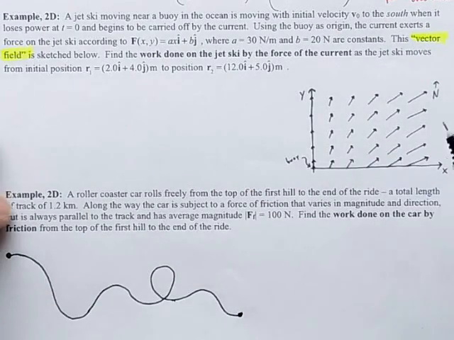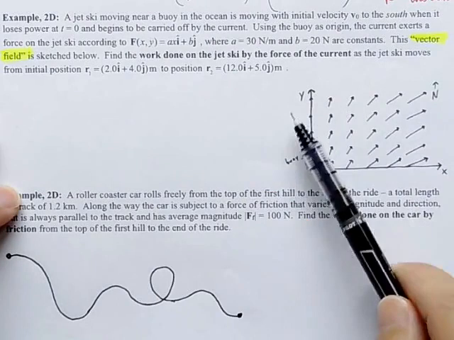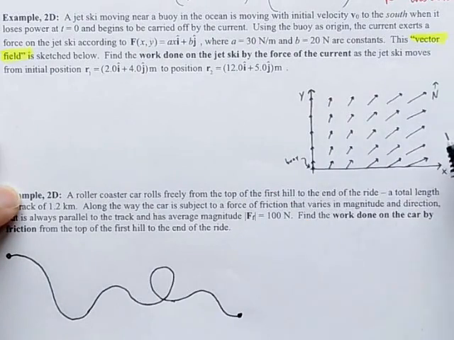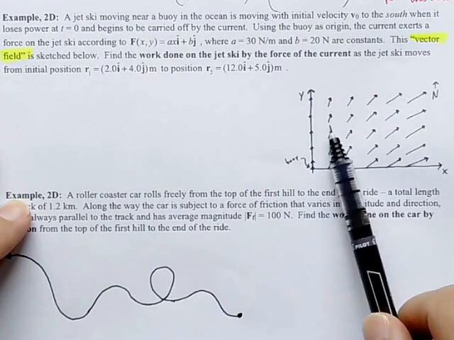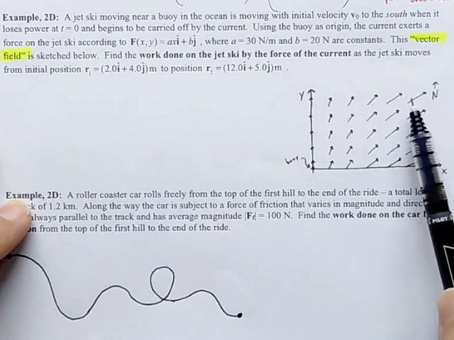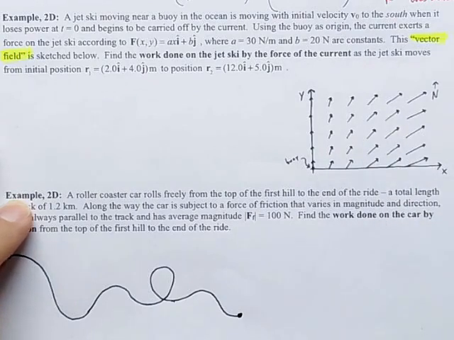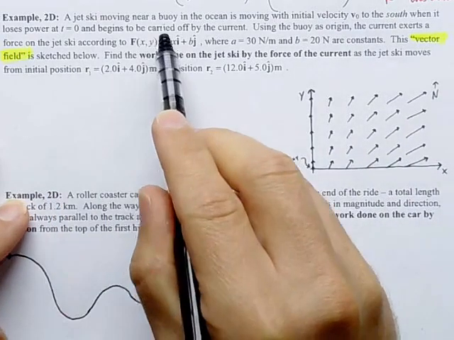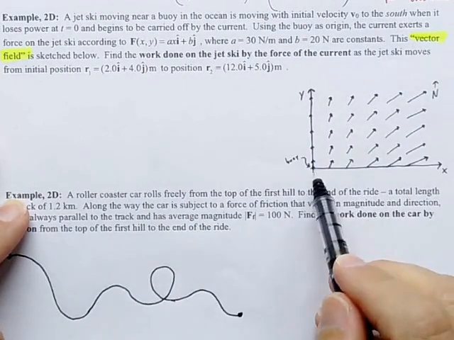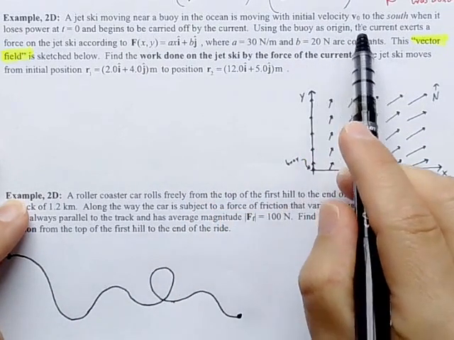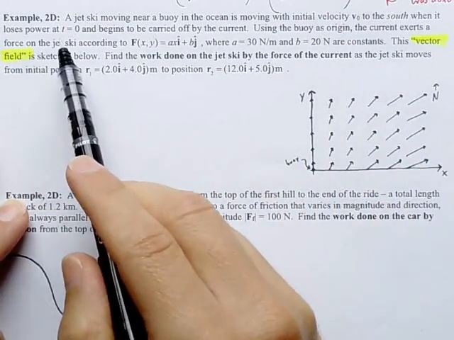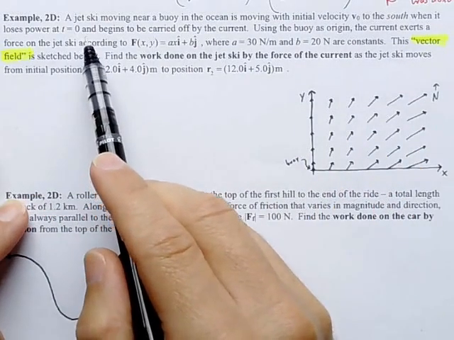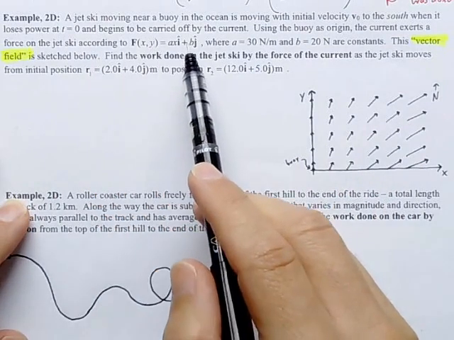All right, in this example, it's not wind that we're looking at, but say water current. It works just as well. If we're looking at the surface of water that is flowing, we can see the direction and magnitude of the rate of water flow at all these different locations. So a jet ski moving near a buoy in the ocean, here's our buoy at the origin, is moving with initial velocity v0 to the south. Okay, north is straight up. It loses power at t equals 0 and begins to be carried off by the current.